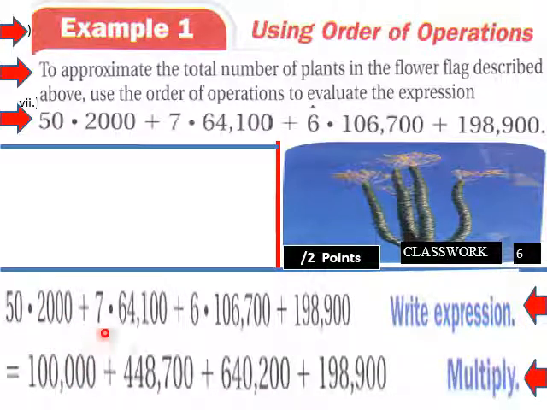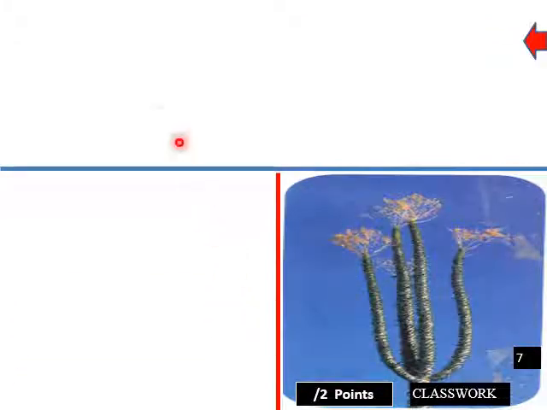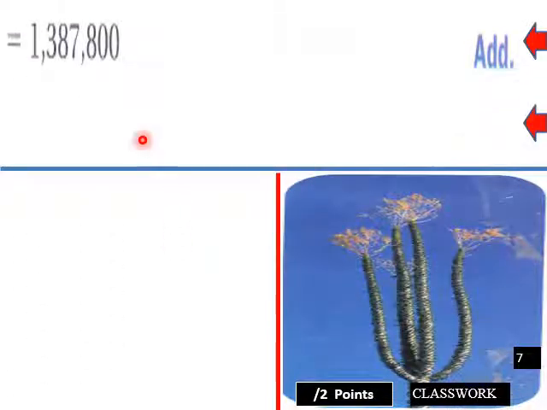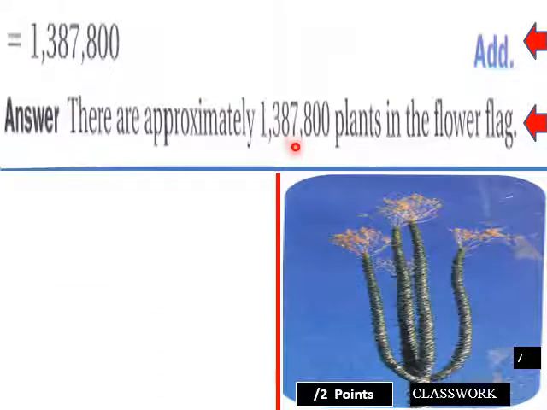So 50 times 2,000 is 100,000. 7 times 64,100 would be 448,700. Then 6 times 106,700 would be 640,200. And then 198,900. So now that we've written down all of those, we add these together. We get 1,387,800. There are approximately 1,387,800 plants in the flower flag. So that is our amount of plants in our flower flag.